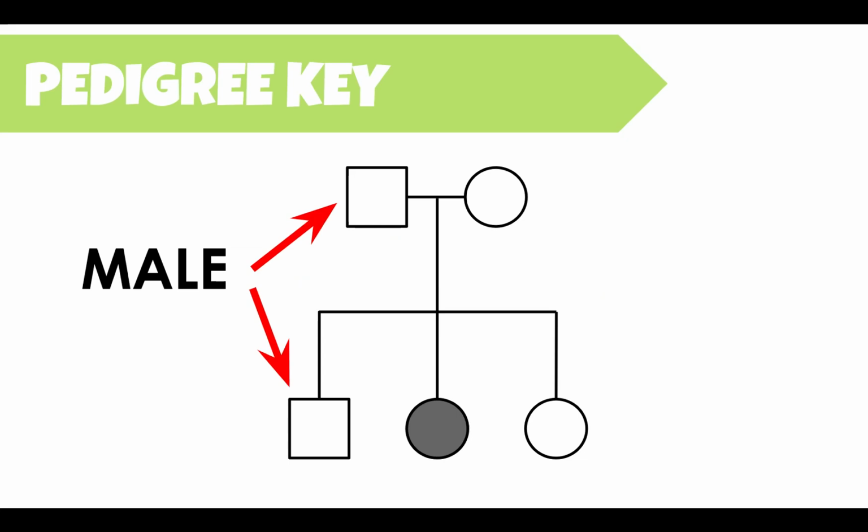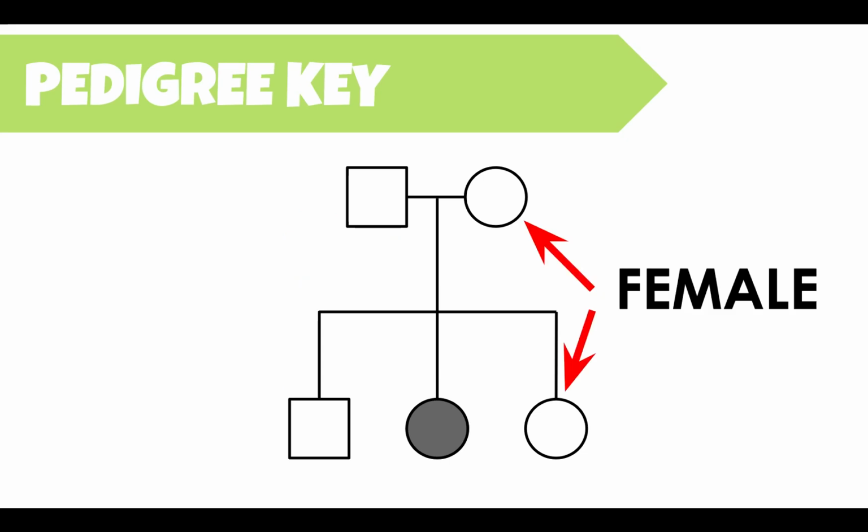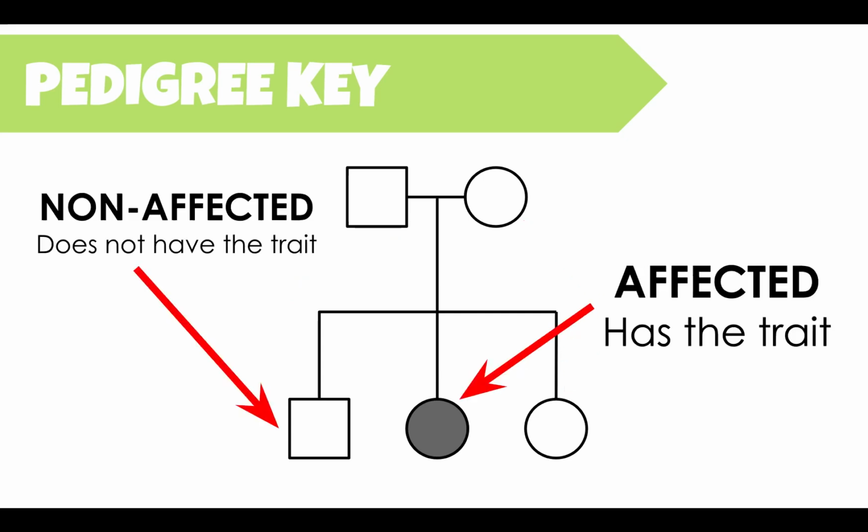And the shape of a square in a pedigree represents a biological male, meaning they would have the X and Y chromosomes if we talk about those sex chromosomes. So squares are males. Circles then represent biological females. They would be individuals with two X chromosomes. So square, male, circle, female.